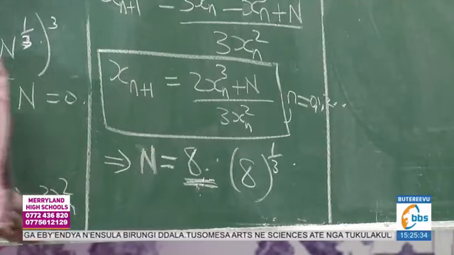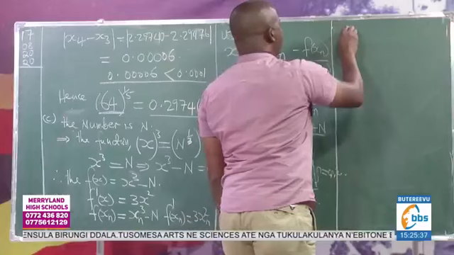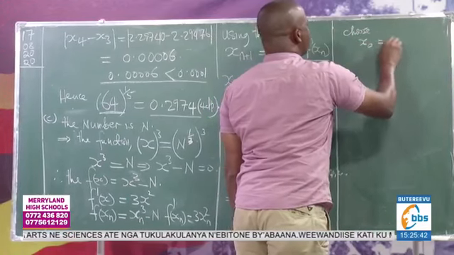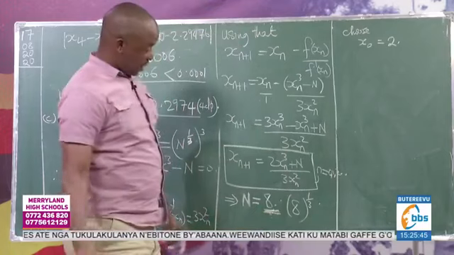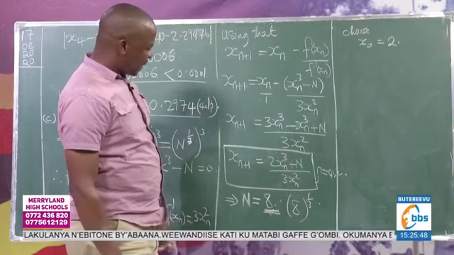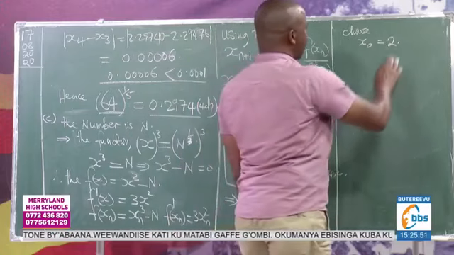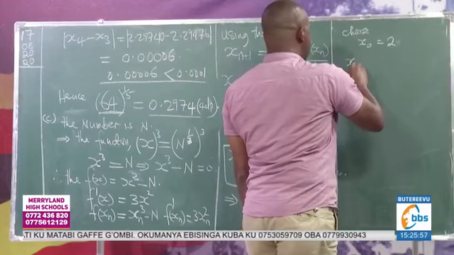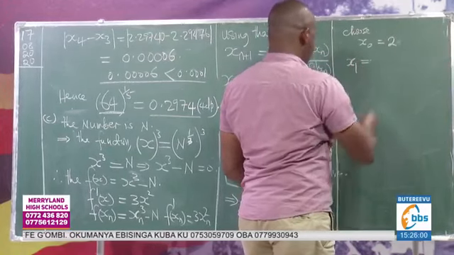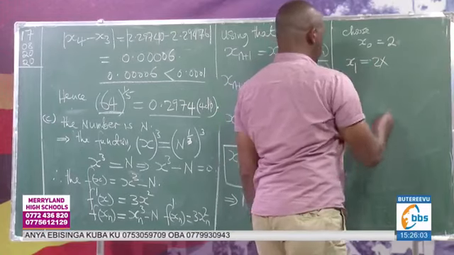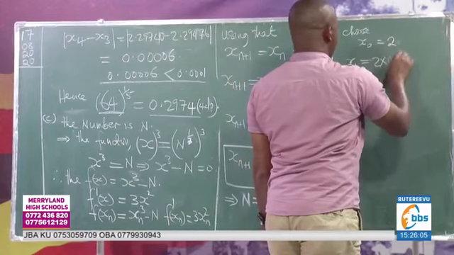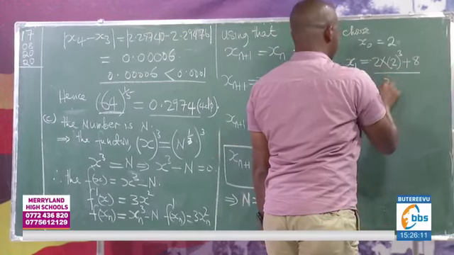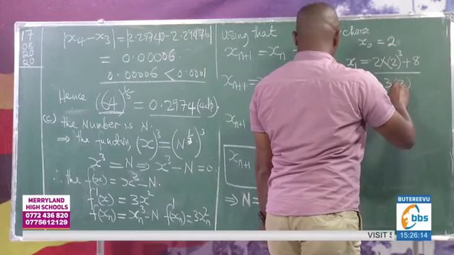So we shall take an approximation. If we choose x naught to be equal to 2, since they do not specify the number of decimal places, then our next approximation will be 2 times x naught, which is 2 cubed, plus n. Our n is 8 over 3 times 2 squared.